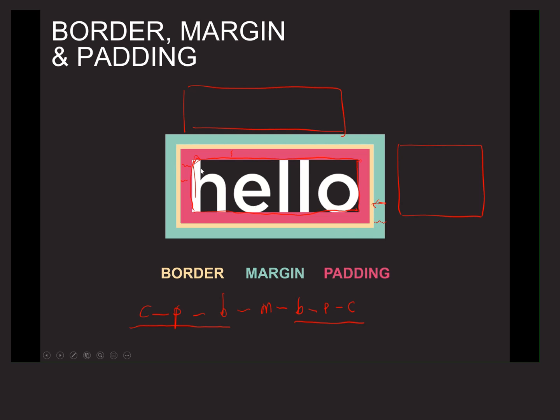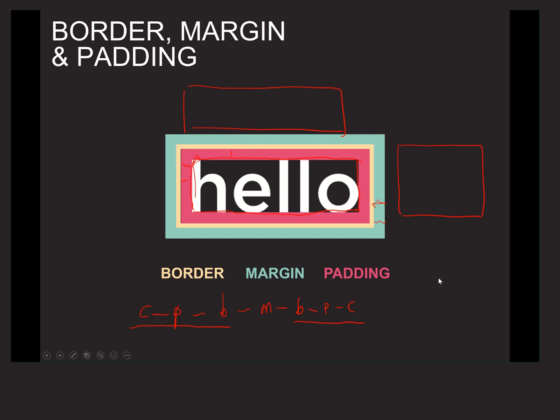So the box itself is only the innermost, and then after that you add the paddings to separate from the border of the box. So the border is here, and then you add the paddings inside, so the border will be moved towards the outside. And after that you still want to separate this box from other boxes. You add a margin in between. Okay, this is the definition for these three things.